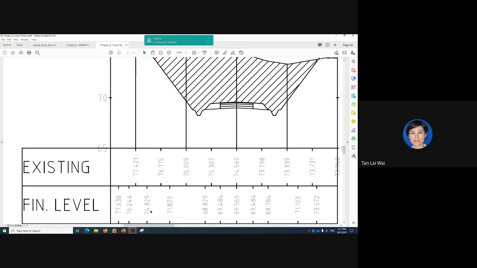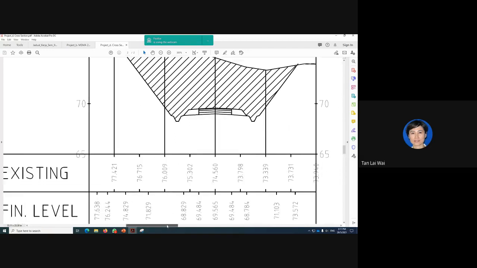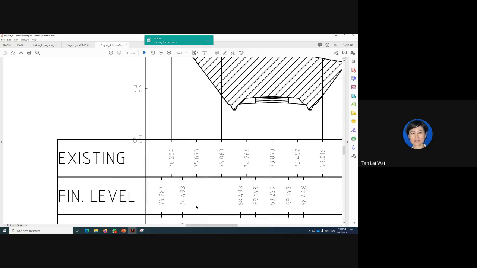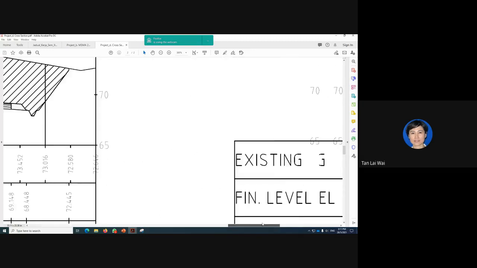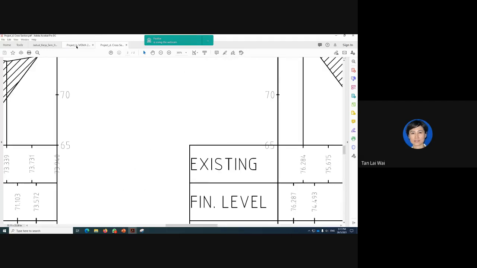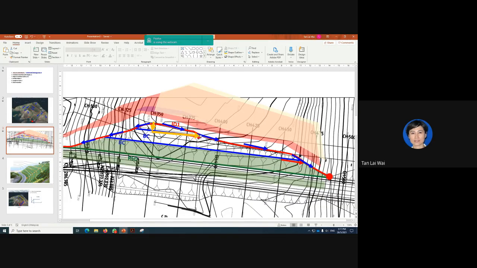This one is 74.829. Okay, then 74.4. Okay, then what else? Okay, no more. So if you look at this, the direction would actually be the other way. That means this direction of flow is like that. Do you guys agree? Agree, Doctor.